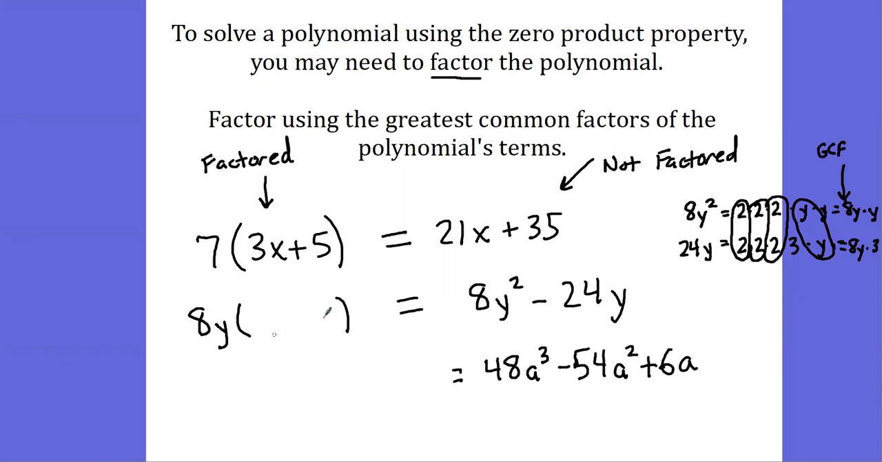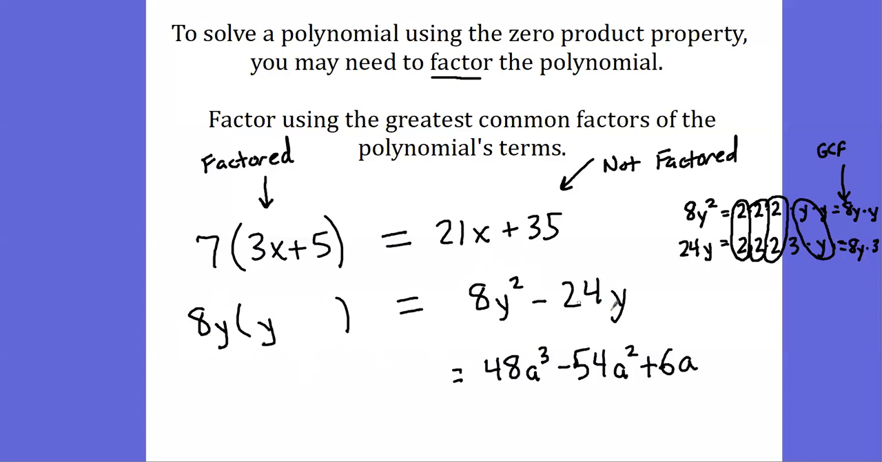But I still need to figure out what's in here. I know that 8y squared is 8y times y. So if I was distributing this 8y, I want to be thinking, 8y times what would give me 8y squared? Or the other way to look at it is, if I factored out an 8y, I'm really dividing each of these terms by 8y. So what is 8y squared divided by 8y? The answer is y. So in this part of my expression, I'm going to put a y.